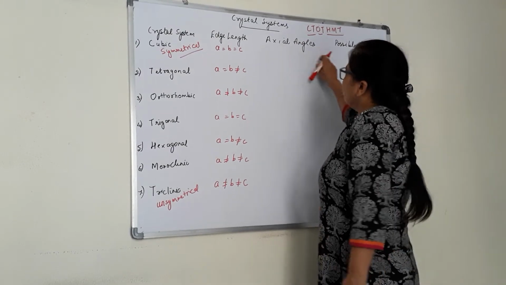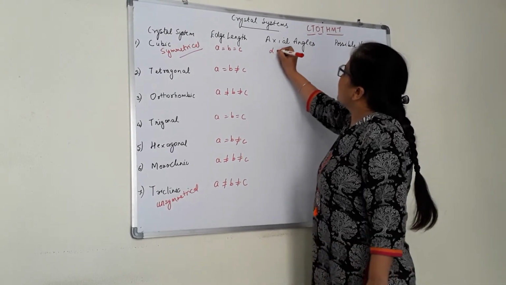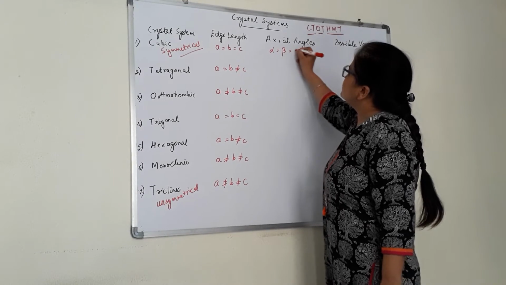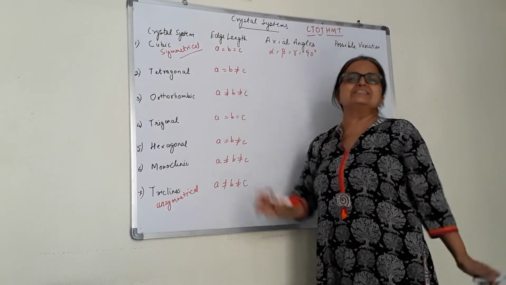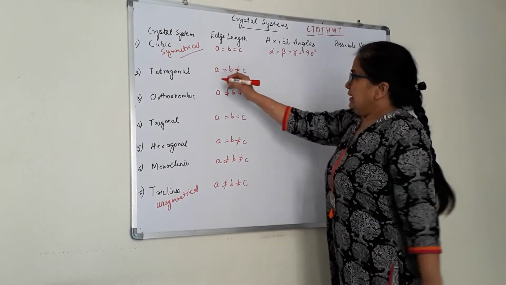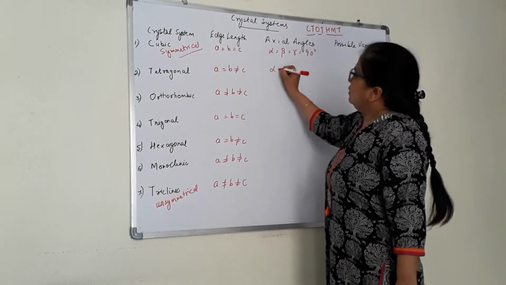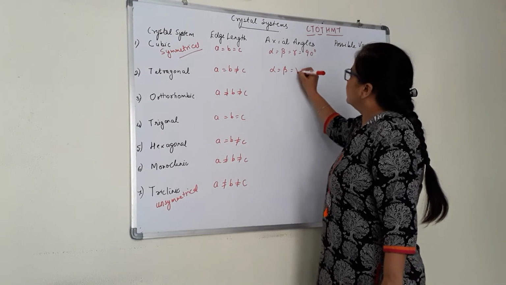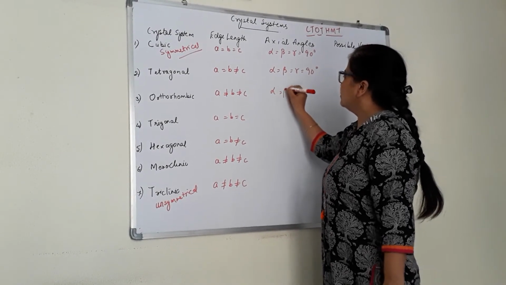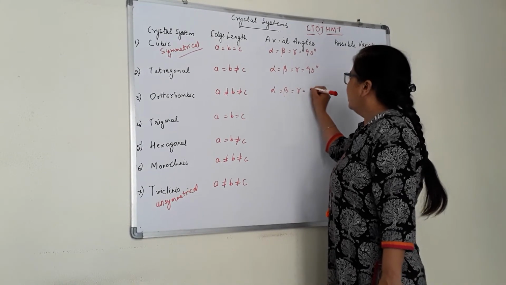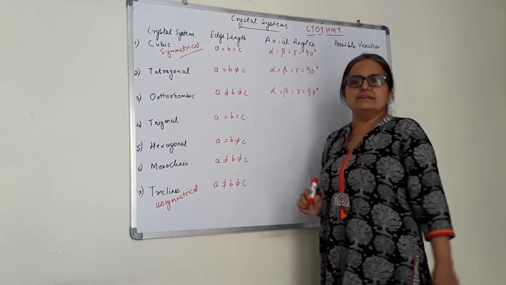Now, what about the angles? Angles, alpha is equal to beta is equal to gamma is equal to 90 degrees. We all know in a cube it is like this. In tetragonal it is again the same thing. In the first three, it is the same, all 90 degrees. Alpha is equal to beta is equal to gamma is equal to 90. Till here it is very clear.